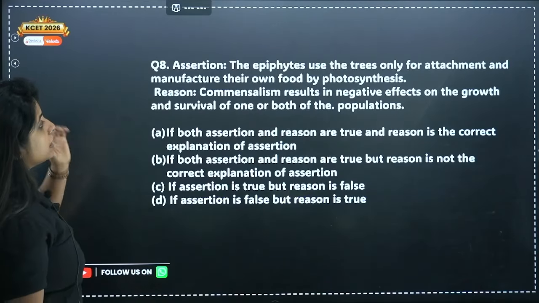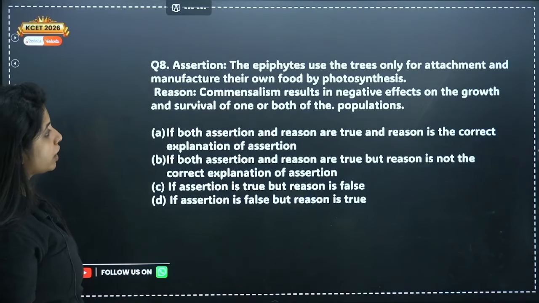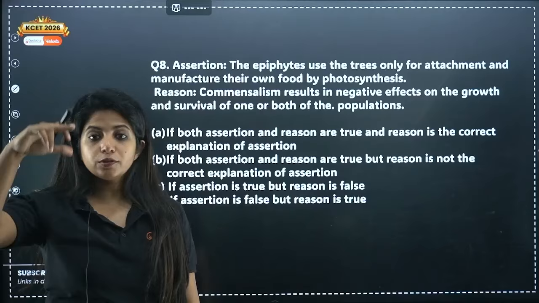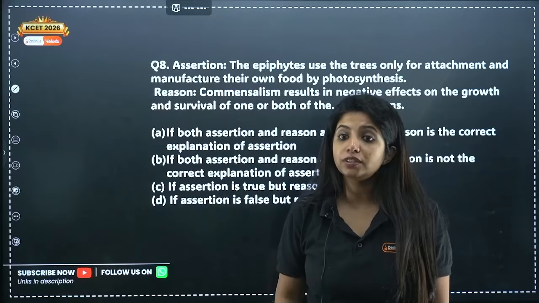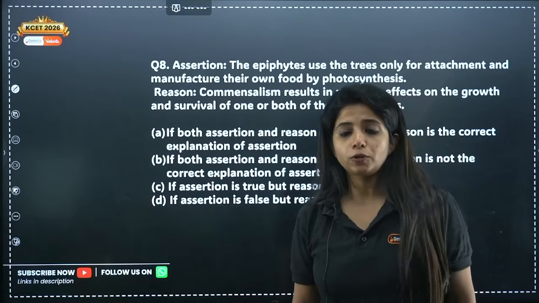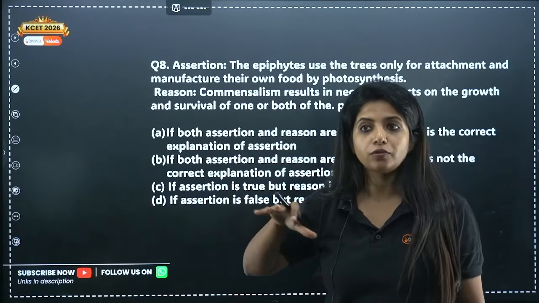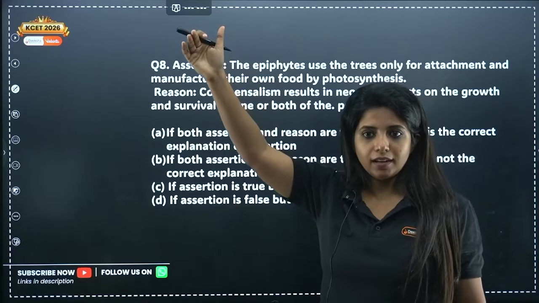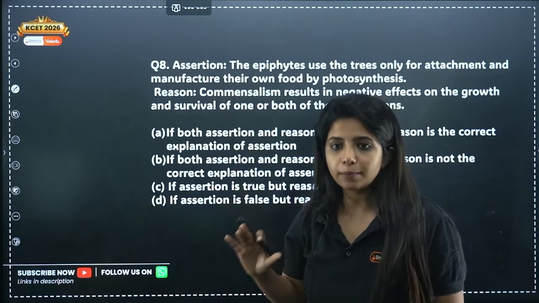Next question. Assertion: the epiphytes use the trees only for attachment and manufacture their own food by photosynthesis. Have you seen an epiphyte? Epiphyte is something that grows on a mango tree. So it is said that the epiphyte uses the trees only for attachment and manufactures their own food by photosynthesis. Is that true? Yes. It's just for attachment. They prepare their own food. They just need sunlight, and that is only at the top level. That's why they are there. So they are not harming any plant. You need to understand they are not harming any plant out there.